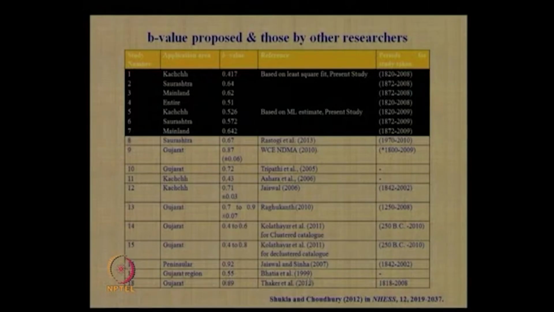Bhatia et al. in 1999 for the entire Gujarat region proposed a B value of 0.55, which is again close to our proposed value of B, as you can see over here. And recently Thaker et al. in 2012 proposed for entire Gujarat again a B value which is very much on the higher side, 0.89, and they considered the data set between 1818 to 2008. So, all these details one can find in this journal paper of Natural Hazards and Earth System Sciences.